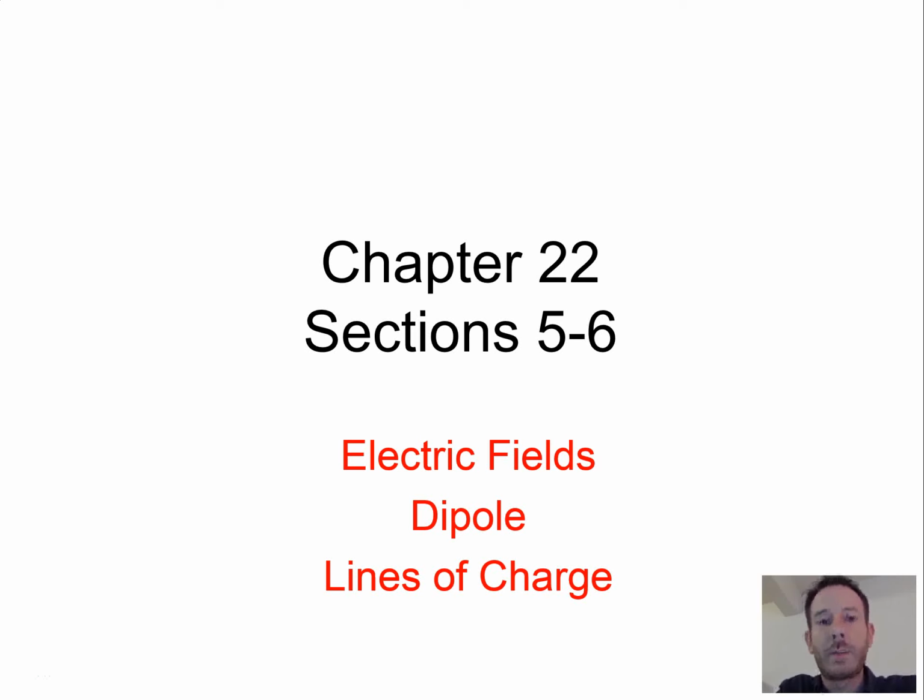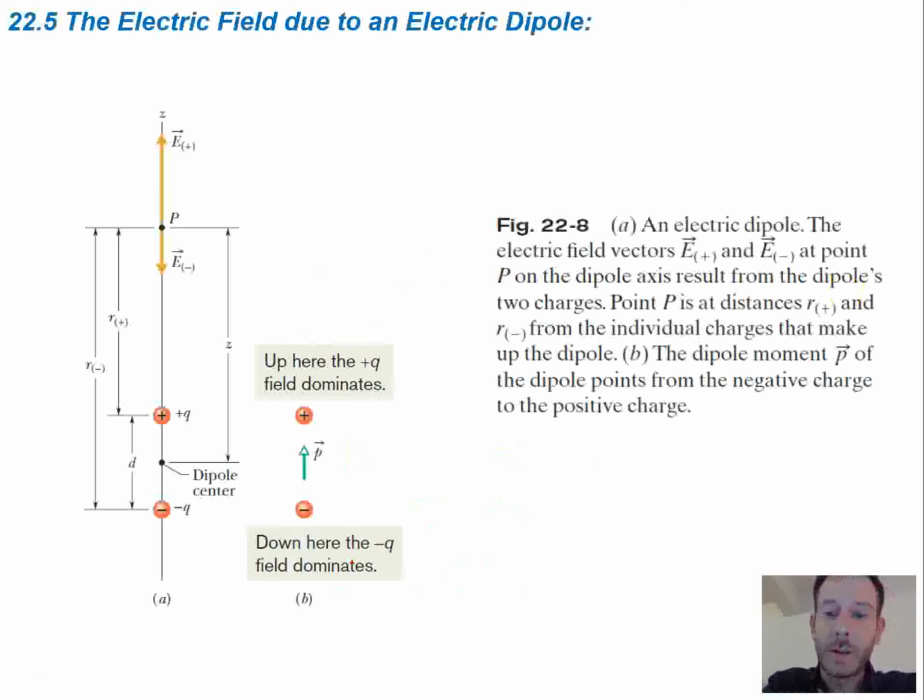We're continuing on with chapter 22. Today we're going to discuss electric dipoles and lines of charge. So let's go ahead and start with the dipole. On the left side, it's showing you a dipole here. You have a positive and negative charge that creates a dipole.